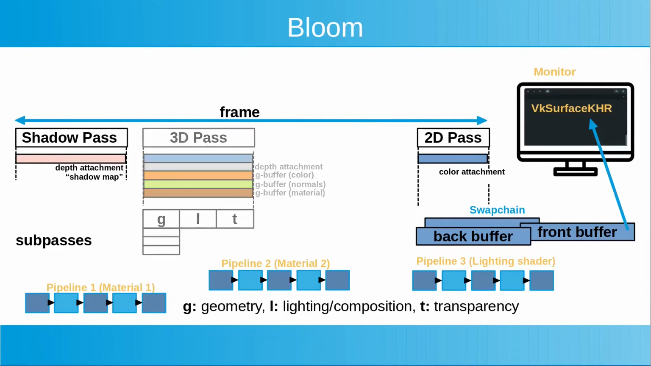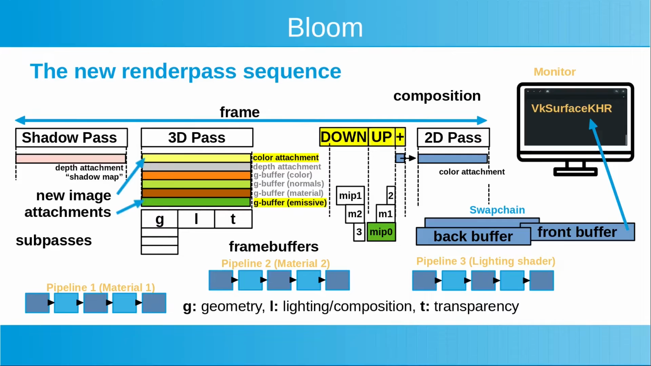Now let's add post-processing. We add the emissive image to our G buffer and replace the swap chain image with a single color image. The emissive image must be RGBA float 16 because values are allowed to exceed 1.0. We clear it with the color black. Then we add a render pass for downsampling, one for upsampling, and one for composition. The difference between the down and the up render pass is that the down render pass clears its attachment, while the upsampling render pass just loads it.